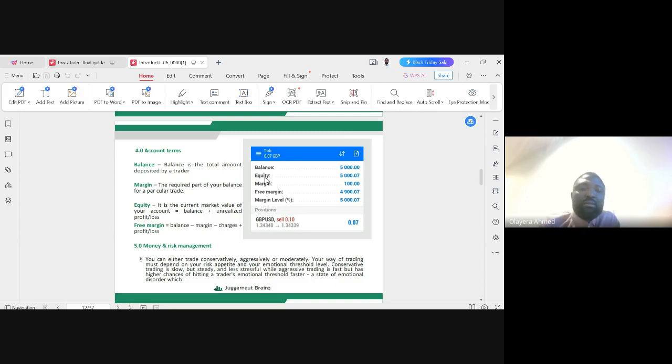Equity is the current market value of your account. Just current market value. You understand? You can see that it is equal to balance plus unrealized profit or loss.